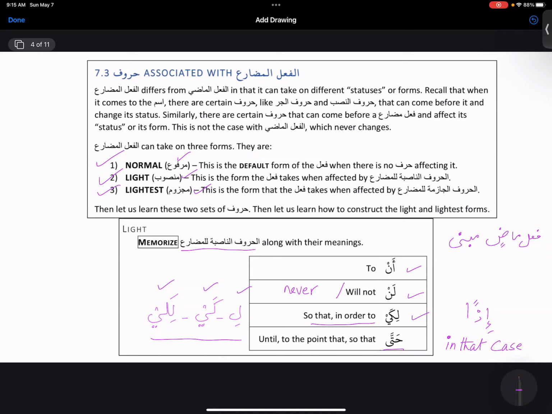Who can repeat them with the meanings? When we use the first word, an, it means to. Then lan means will not, but it emphasizes never. Then likai means so that, it gives the reasoning. Then izan is in that case, and hatta is until. Very good. Is this the same izn as in bismillah, or is it different? No, that is with the noon. This one is with the tanwin. This is bi iznillah, we say like that, with the will of Allah. This izn is the one over here.